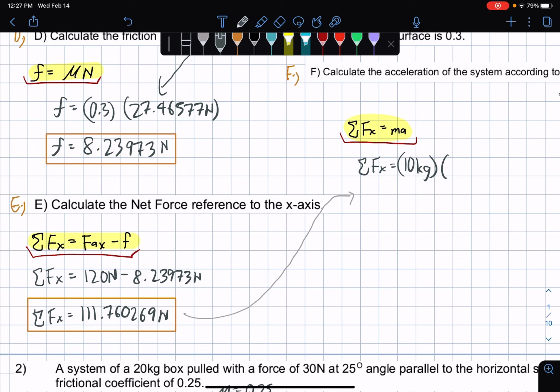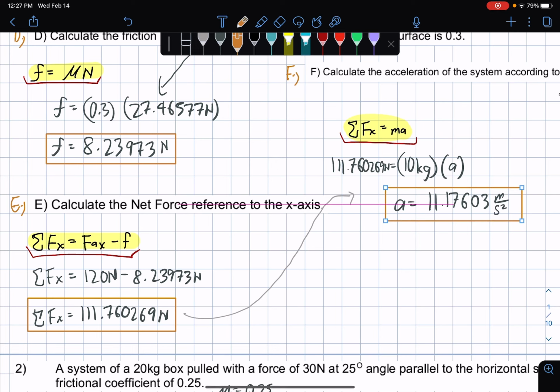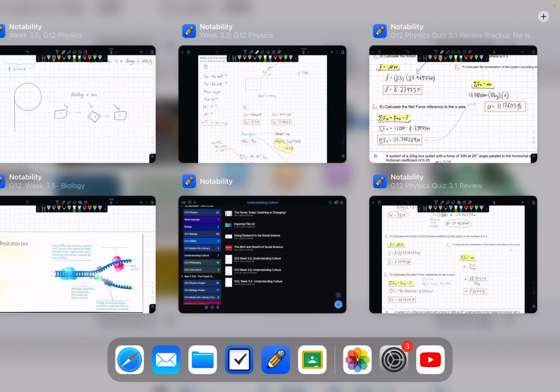So 111.760 newtons, and then we have acceleration. We have 11.17603 meters per second squared. The unit for acceleration is meters per second squared. Let's see if I got it right.